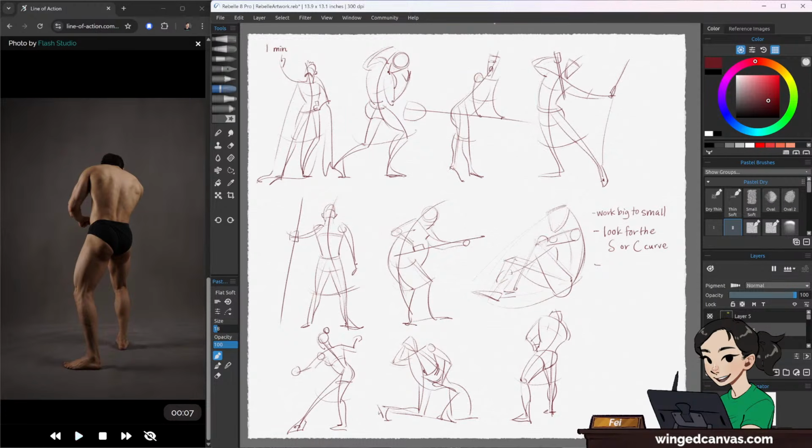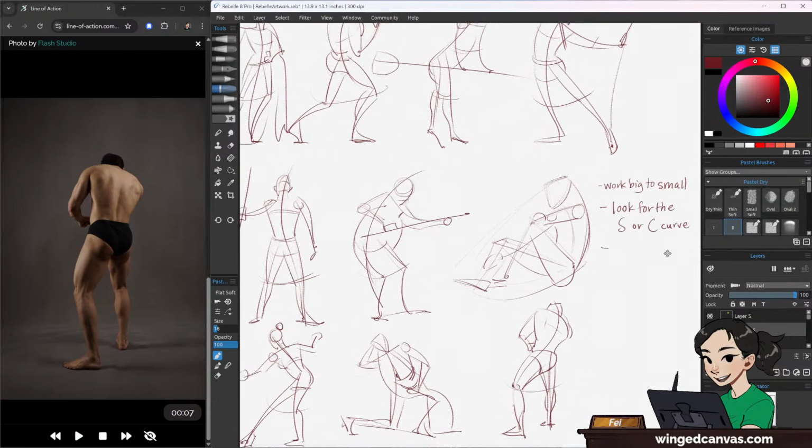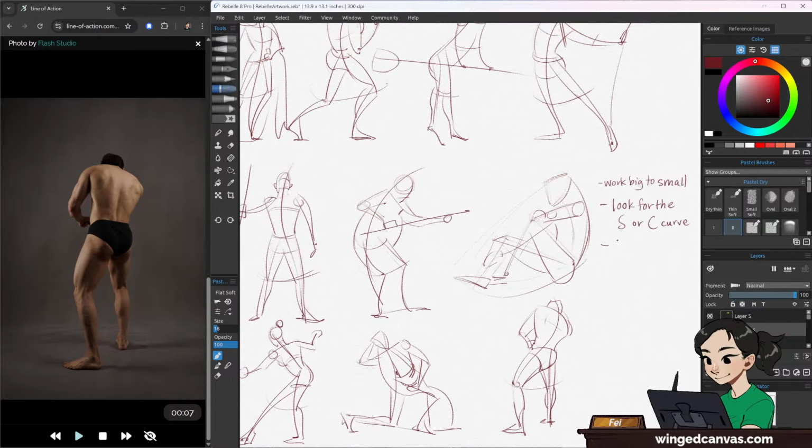Okay, so we did 1 minute gestures. Now let's do some 2 minute drawings where we're going to build on to the gesture. Okay, so some quick guidelines. Work big to small. Look for the S and C curve. Think about gesture types. So you want to think about balance.